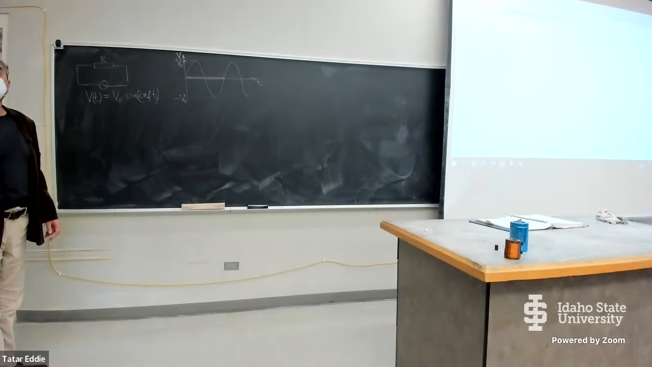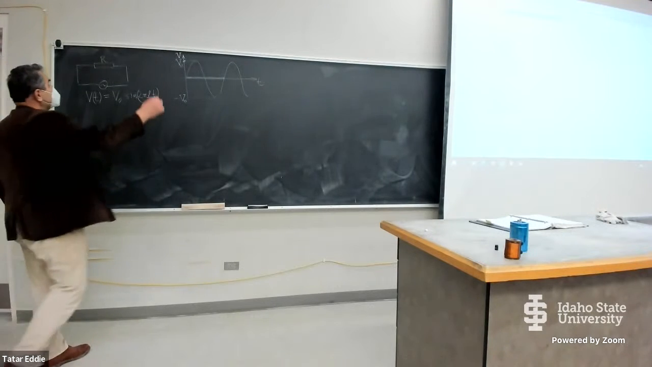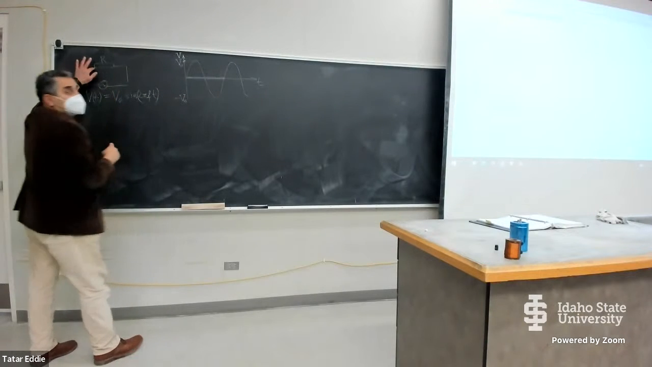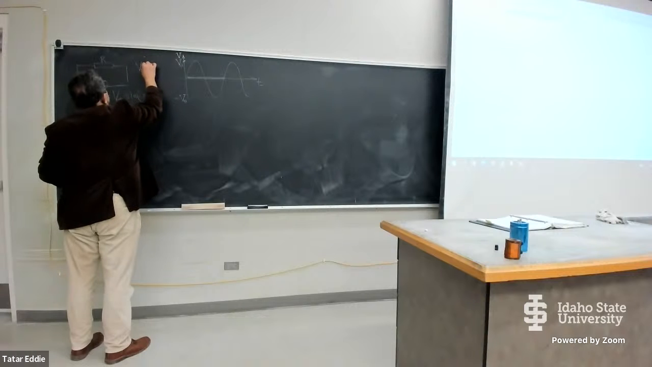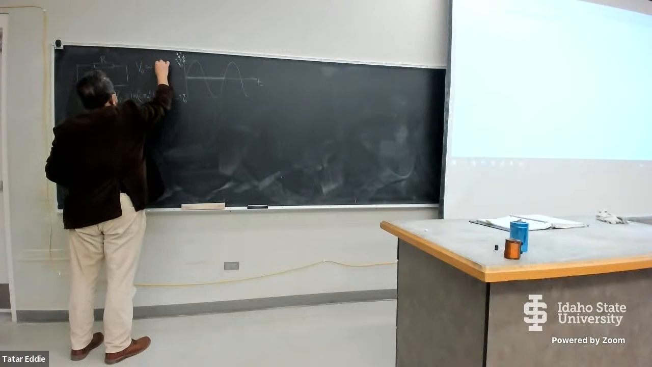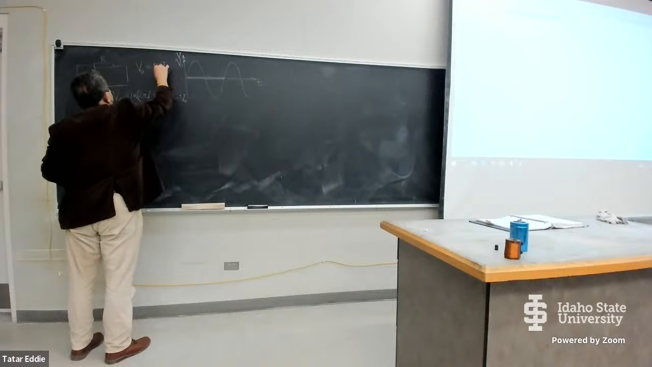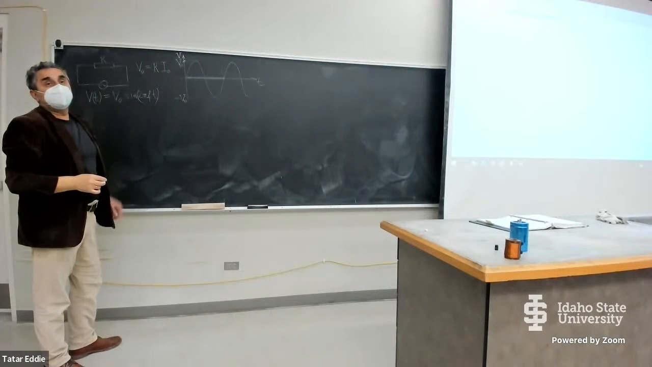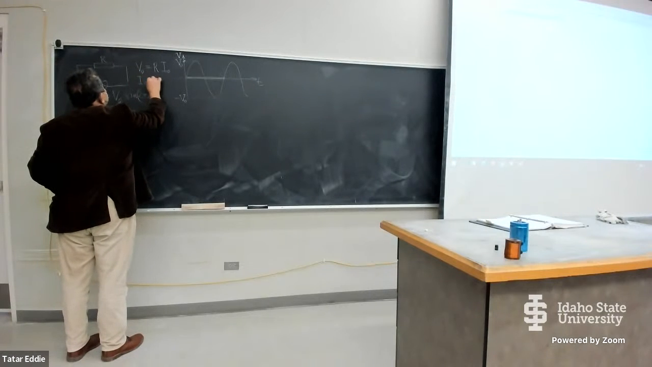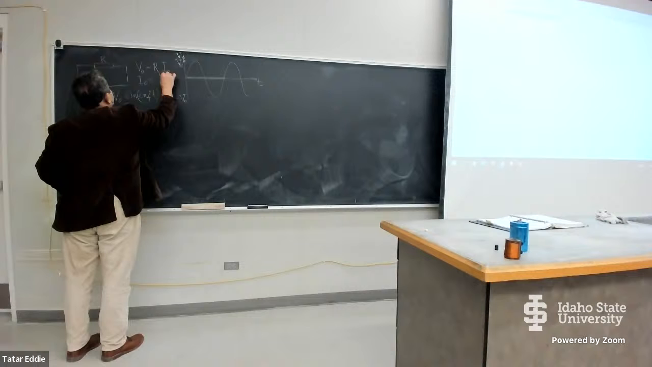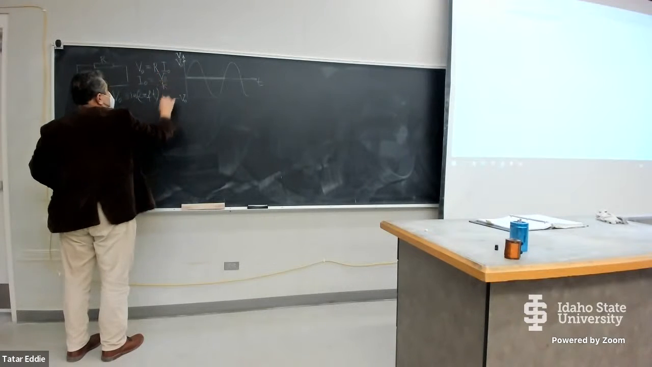How does the current change here? Well, Ohm's law tells you how the current changes in this circuit. The voltage and the current change in sync, and they differ by a factor of resistance. In other words, the amplitude of the current is equal to the amplitude of the voltage divided by resistance.